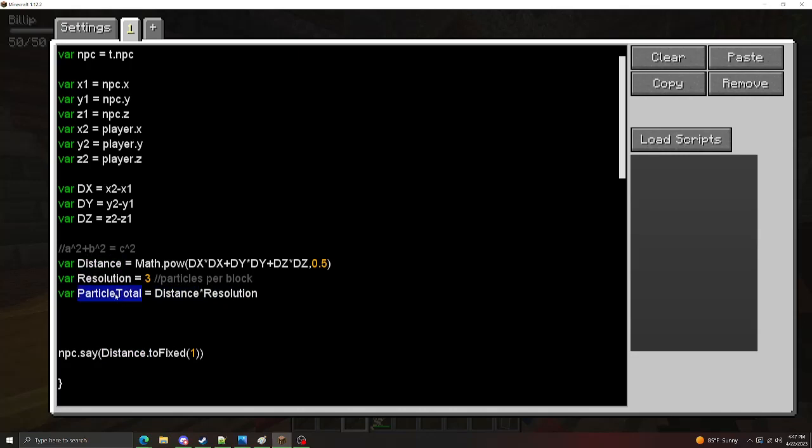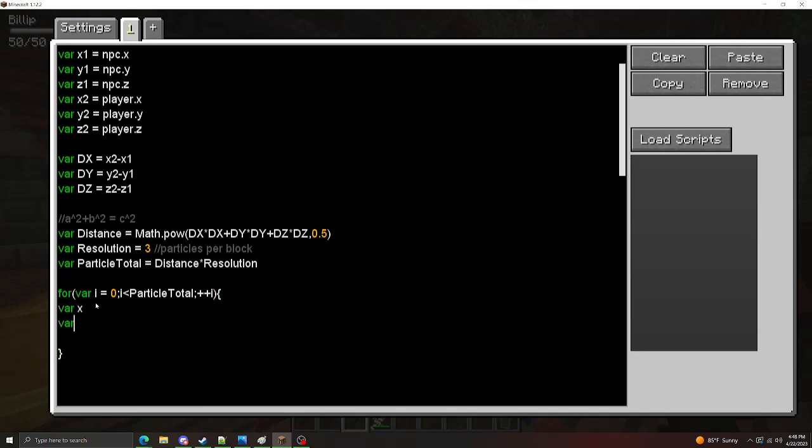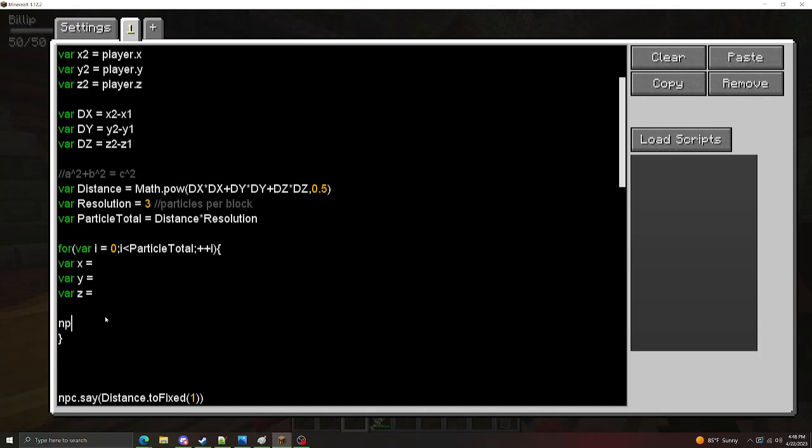Now that we have the particle total, all we have to do is set up a for loop and spawn all those particles. Okay, so these will just be the coordinates where we're going to spawn the particles at. And then we'll set up our particle method down here. There's no need to get fancy with all the particle stuff, so we'll just do 0 for all the deltas and the velocity as well. Now we just need to get the position of each particle on each step of the for loop.